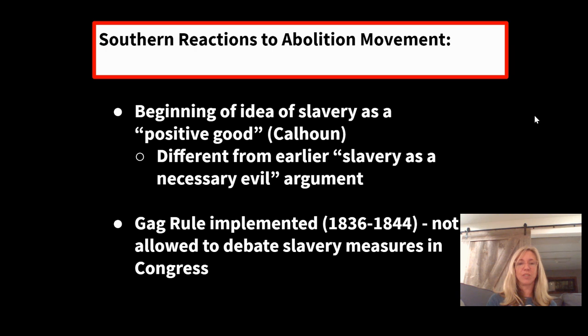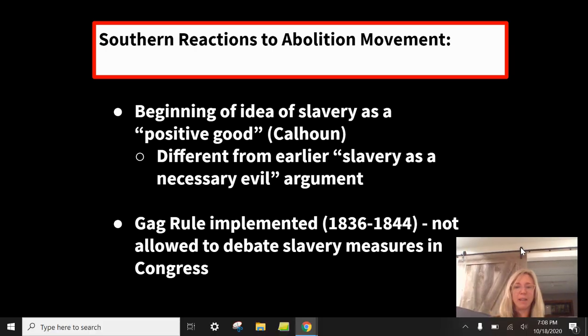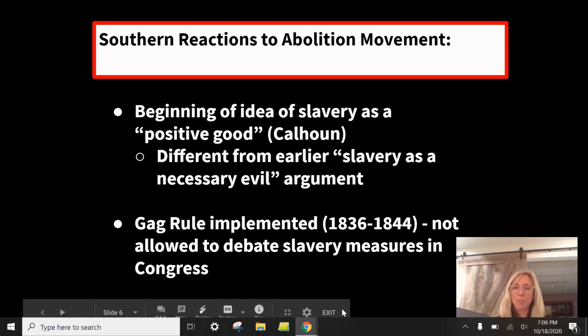And then, interestingly enough, also the gag rule was implemented in Congress. This was prohibiting debates of slavery on the floor, showing how divided the country had gotten. This was in effect in the 1830s, and then they couldn't stop slavery from being debated in Congress by 1844. So that's a little bit about the abolitionist movement. Hope that helps, guys.